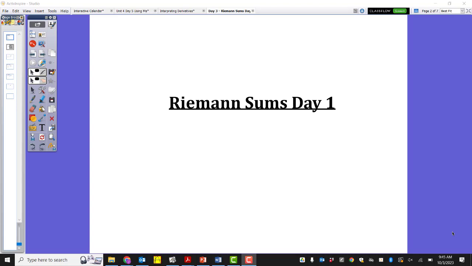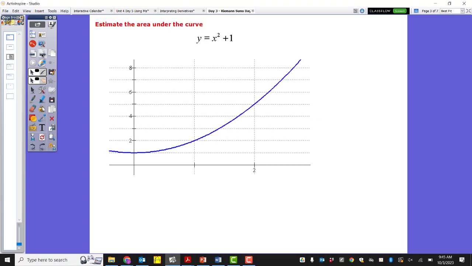All right, today we're looking at our first day of Riemann sums. Riemann sums are a way to approximate area under the curve, and we have four Riemann sums we're going to be using in this class. The first ones are by rectangles. We'll have a left and right-handed Riemann sum.